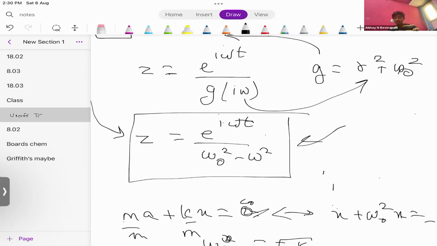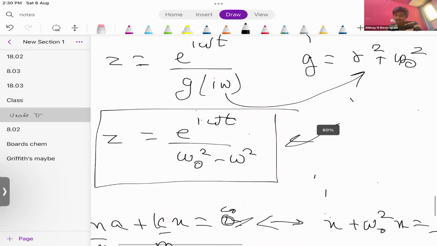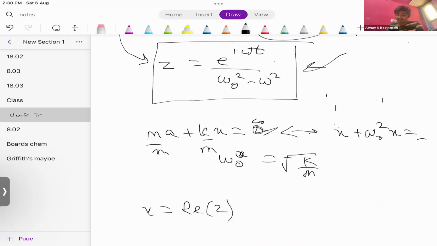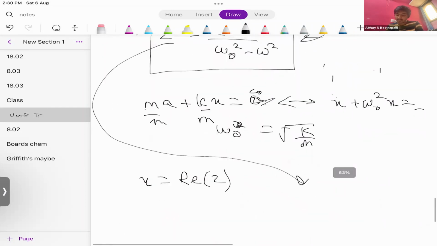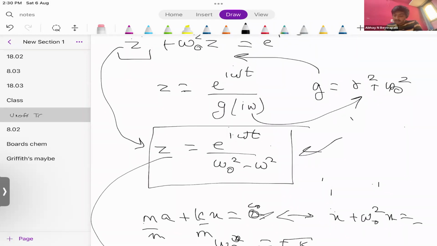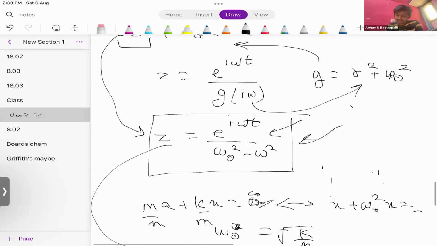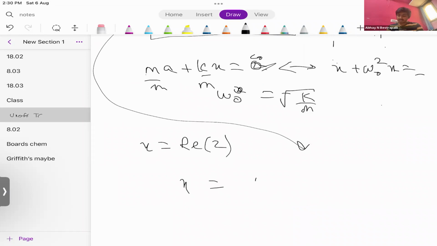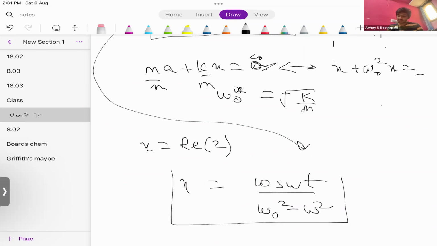Something very interesting you'll notice about the solution is that when omega is equal to omega naught, the solution blows up to infinity. To get the real solution out of this, since x is equal to the real part of z, you take the real part. The denominator is real, since omega naught squared and omega are all real. To get the real part of the numerator, it's just the real part of e to the i omega t, which is cos omega t plus i sin omega t. So the real part is just cos omega t. So this is the solution.